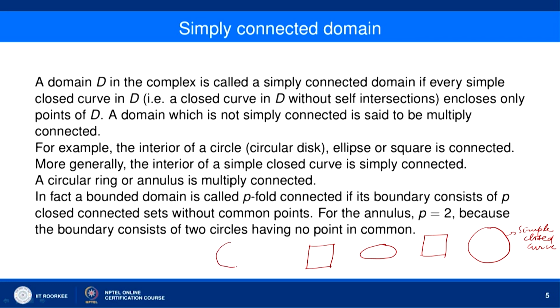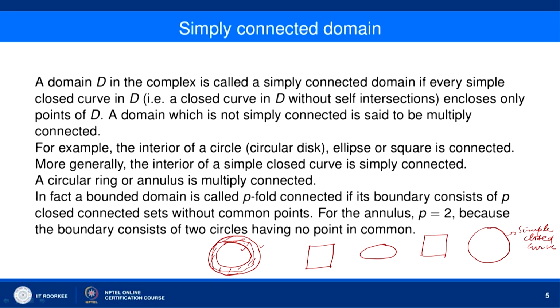If you take a circular ring, this is the domain whose boundary consists of two parts, the inner circle and the outer circle. So, this shaded region is not a simply connected domain because of the fact that if you take any curve in this, it cannot be shrunk to a point without leaving the domain. Actually, we say that a simple closed curve is one which can be shrunk to a point without leaving the domain.